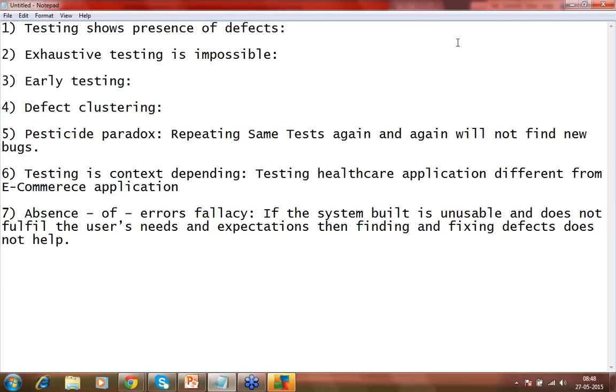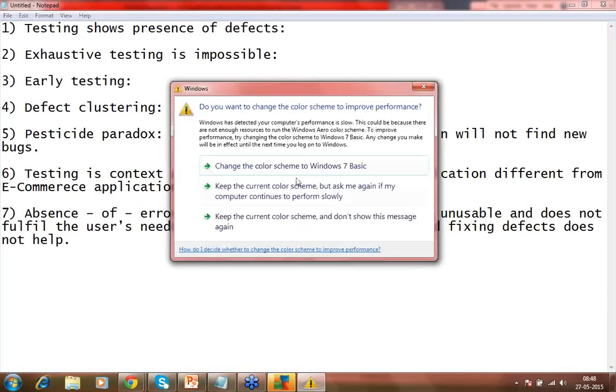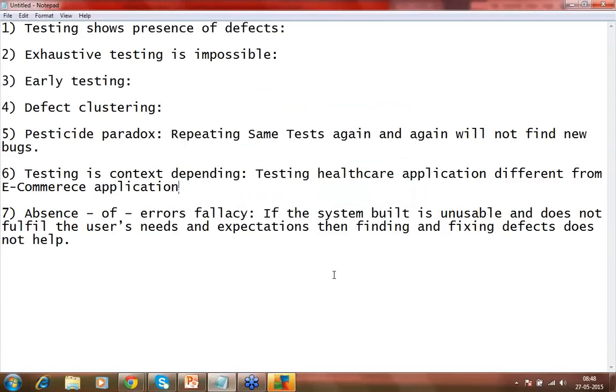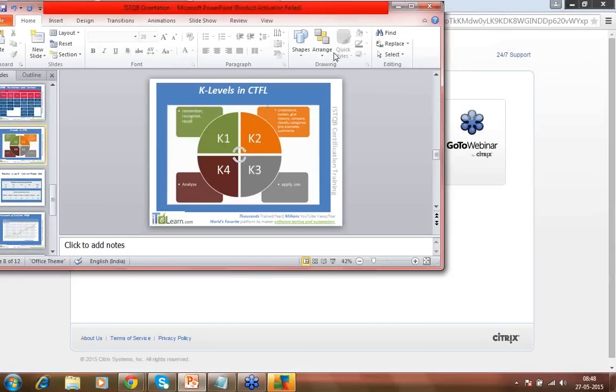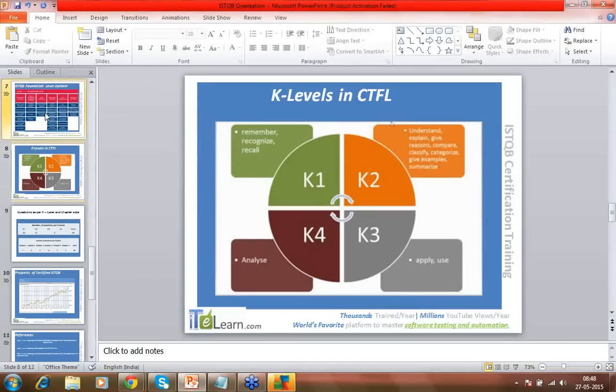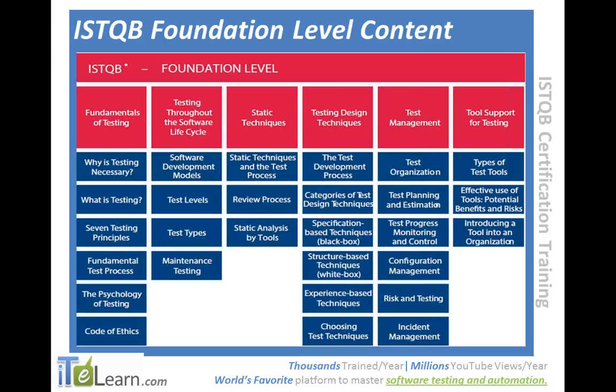And the seventh one is absence of errors fallacy. Basically, if the system is built unusable and does not fulfill the user needs, then there is no use in finding and fixing the defects. If the requirements themselves do not meet the requirements of the customer, then that is different altogether. Okay. Then we'll talk about the fundamental test process, psychology of testing, and then code of ethics. This is what comes under the first chapter.